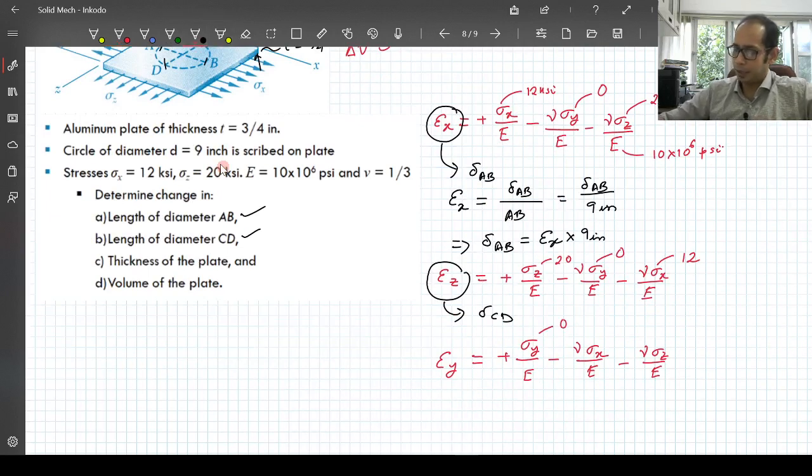So with that you can calculate this one over here, and with that you can calculate your delta of your thickness t, right? The original thickness, remember, is given as 3/4 of an inch over here, so you can calculate that. Right? So that solves this one.